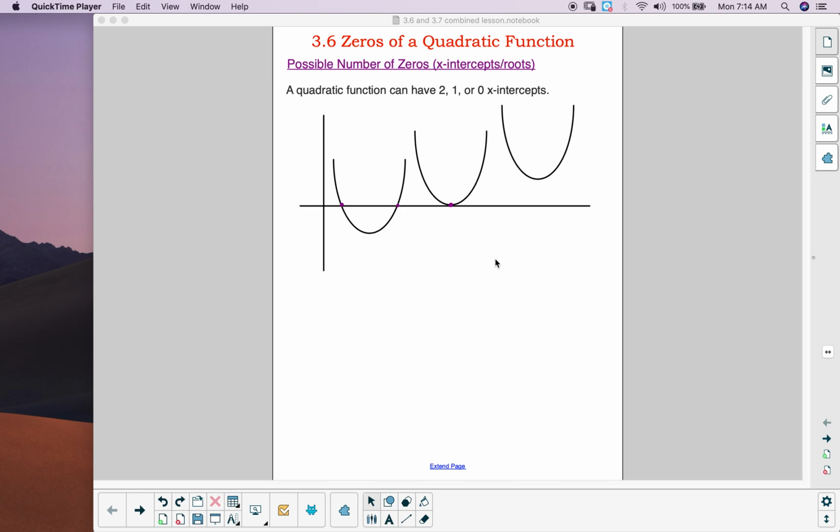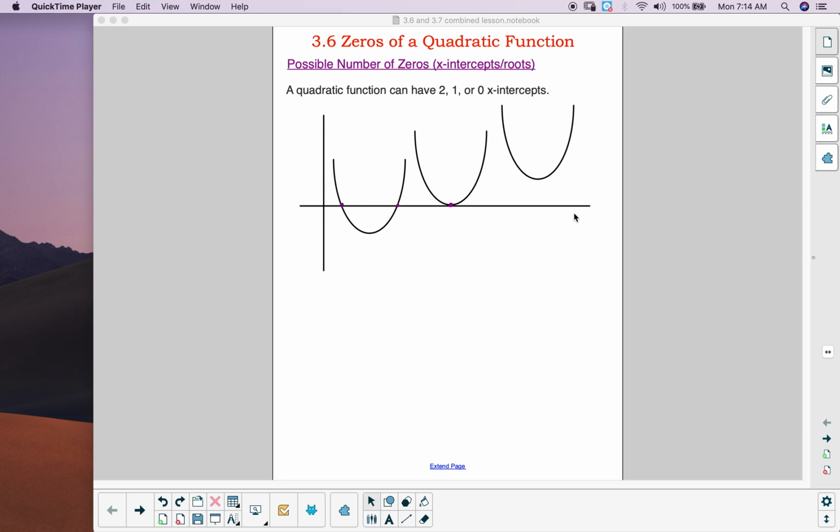We're going to do lessons 3.6 and 3.7 today. 3.6 is about zeros of a quadratic function, and 3.7 is about families of quadratic functions. So you have a quadratic that could have any one of these three scenarios.